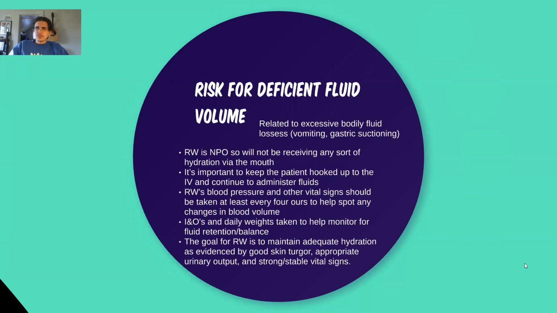It's important to keep the patient hooked up to the IV and continue to administer fluids. RW's blood pressure and other vital signs should be taken at least every 4 hours to help spot any changes in blood volume. Intake and output and daily weights are taken to help monitor for fluid retention and balance. The goal for RW is to maintain adequate hydration as evidenced by good skin turgor, appropriate urinary output, and strong and stable vital signs.